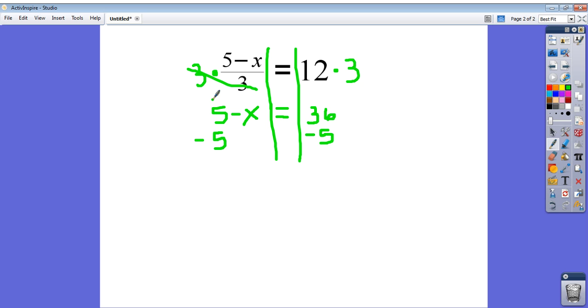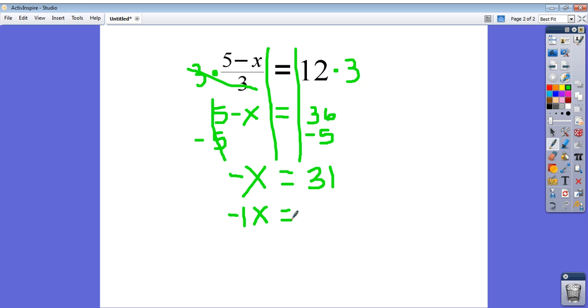5 minus 5 is 0. I can cross it out, and I'm left with a negative x. I'll bring down my equal sign. 36 minus 5 is 31. This one's a little bit tricky. You might think you're done because it looks like x is by itself, but it's actually not. This negative sign has an invisible 1 next to it. This is a -1x.